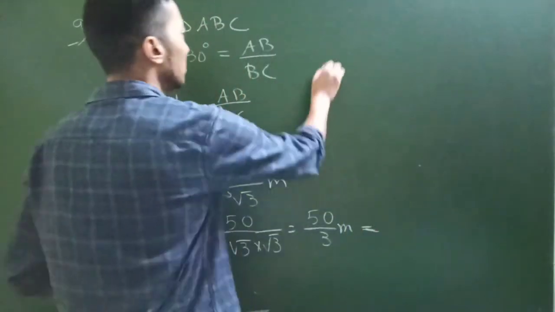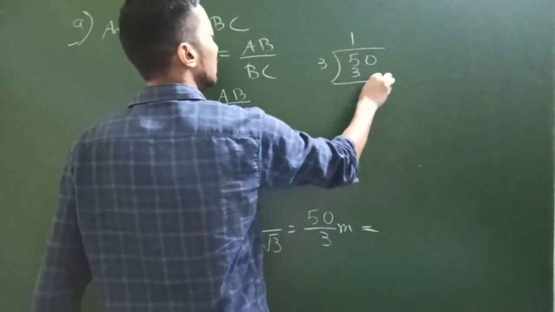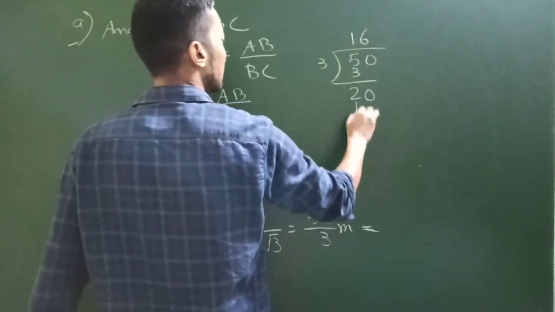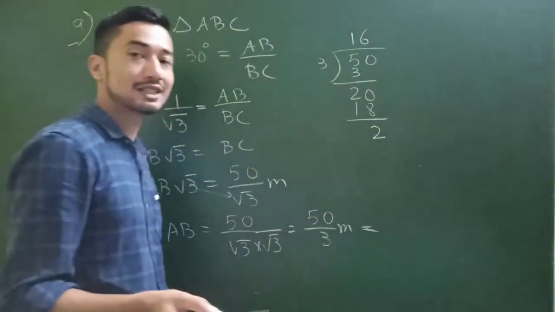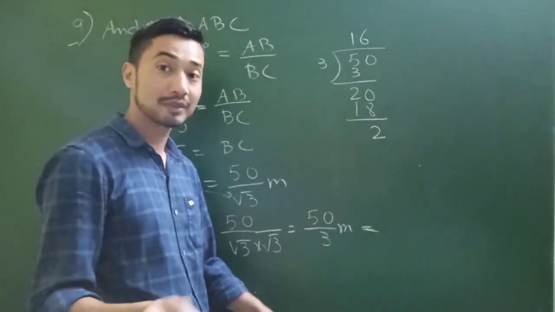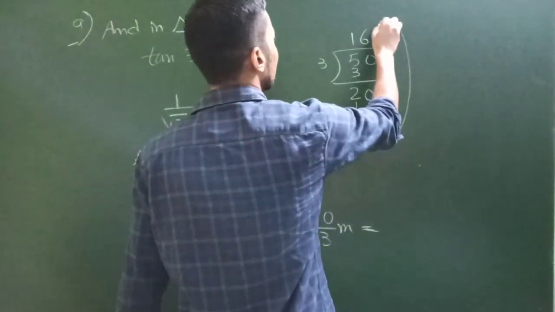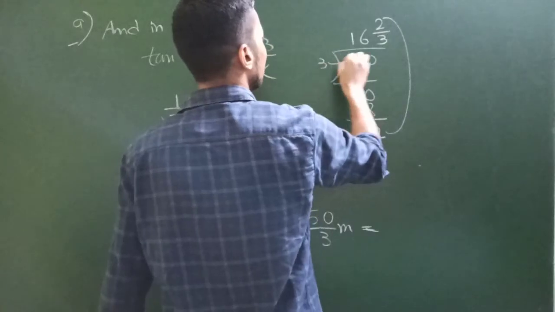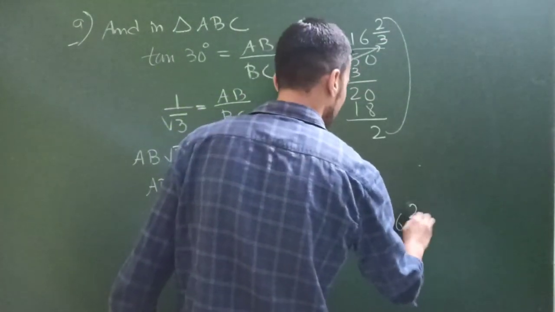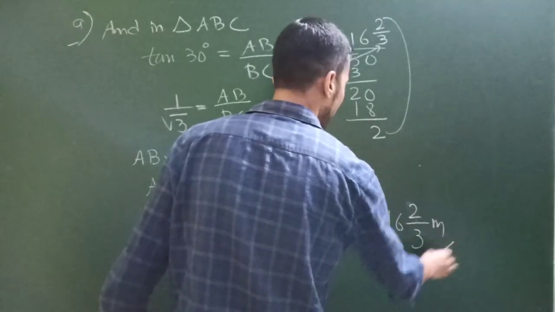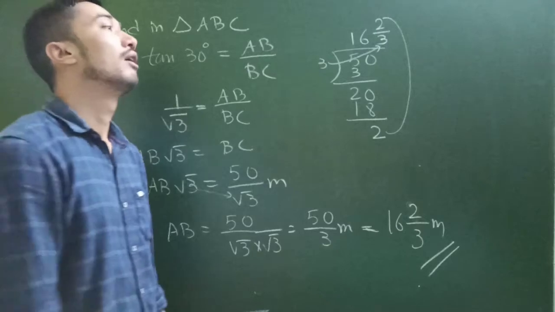But as per the textbook, they have simplified that. 3 ones are 3, 2 left 0, 3 6s are 18, so we have the remainder 2. They have given the answer as a mixed fraction. I hope you still remember, it was done a long time ago in your lower classes. The remainder 2 goes up here, the divisor goes down there. So it's going to be 16 and 2 by 3 meters. That is the height of your building.